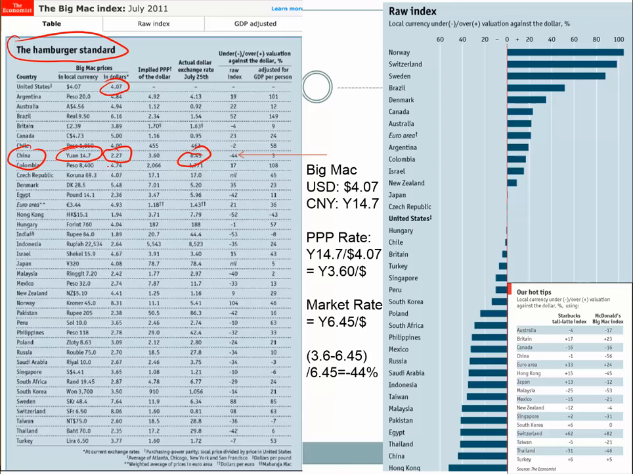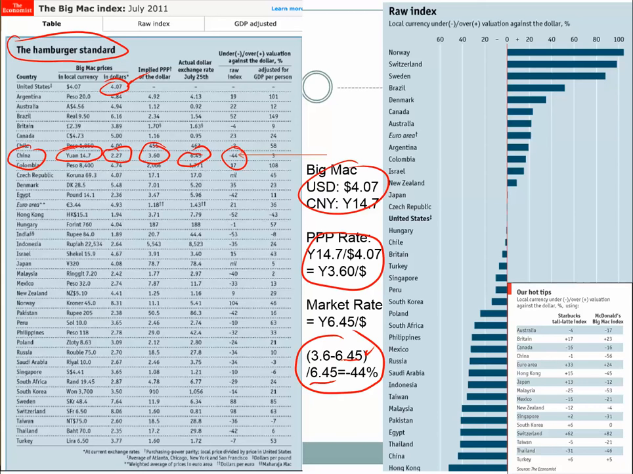We can then take the ratio of the 14.7 yuan over the $4 Big Mac in America and see that the PPP exchange rate is 3.60, which is what we did on the last slide. And then I can calculate that as a percentage, take 3.60 minus the market rate 6.45, then always repeat that second number in the denominator and get a percentage. And we can say that the yuan is 44% undervalued.